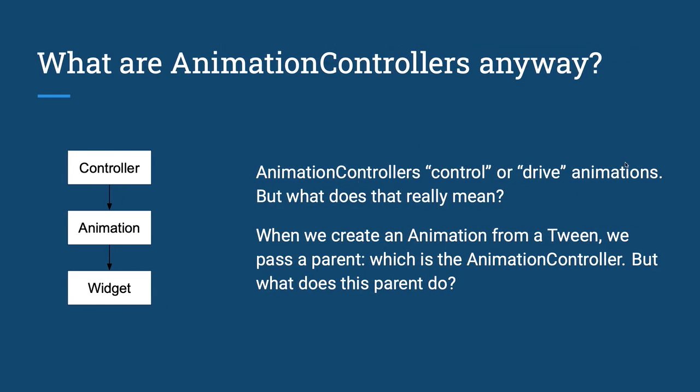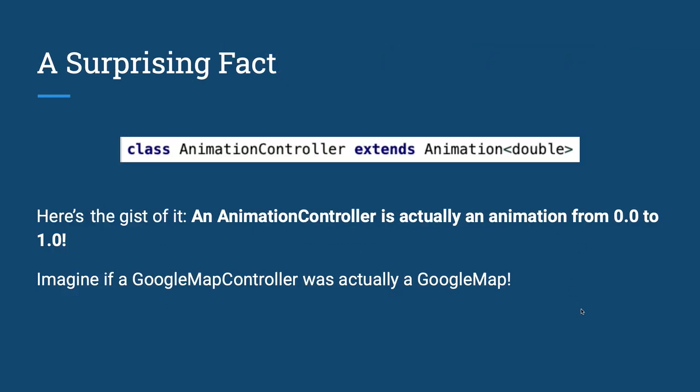So here's the crux of the entire situation. An animation controller is an animation, which is weird. An animation controller is actually an animation from 0 to 1. And that's really weird to hear, because imagine if a Google Map controller was actually a Google Map. I know that's ridiculous, and that's kind of the point. So if an animation controller is an animation, what is exactly happening?